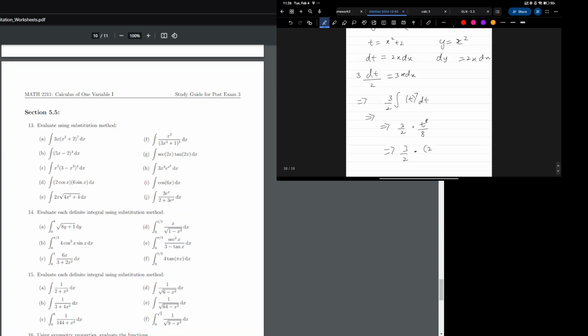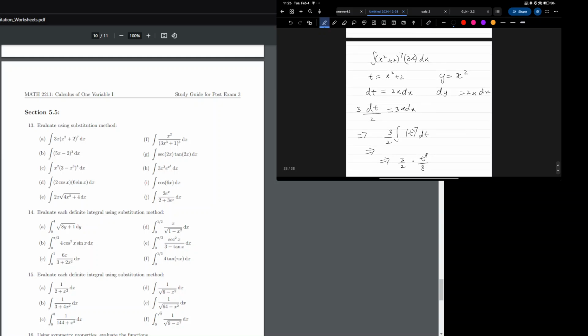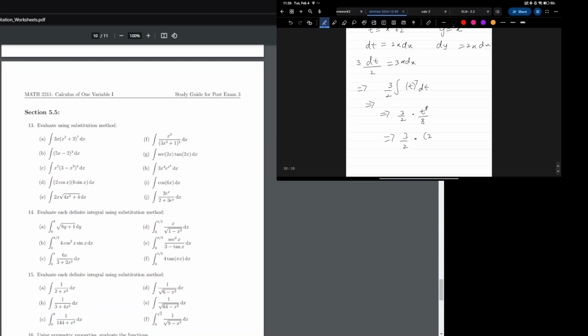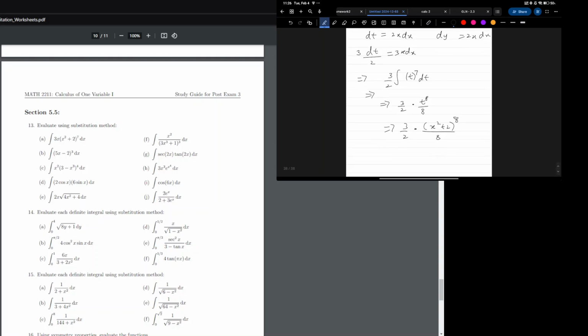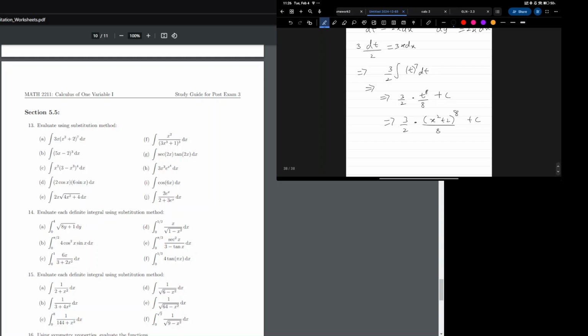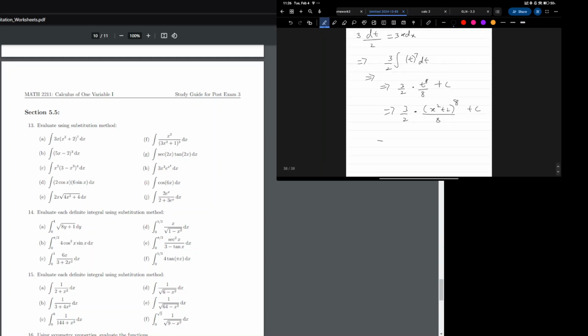x to the power, sorry, this was x squared. Was it x squared? Yeah, it was x squared. All right. So x squared plus 2 to the power 8 over 8. Now you can also add a plus c in the end. Now you can multiply on the bottom and simplify it. It becomes 3 over 16 times x squared plus 2 to the power 8 plus c. Now do not attempt to open this up. Do not waste your time. It's not worth it. And this would be a perfectly acceptable answer.